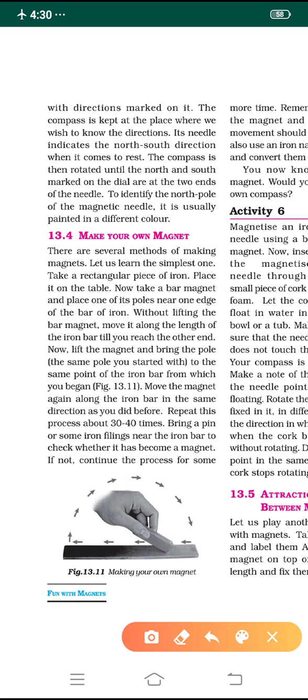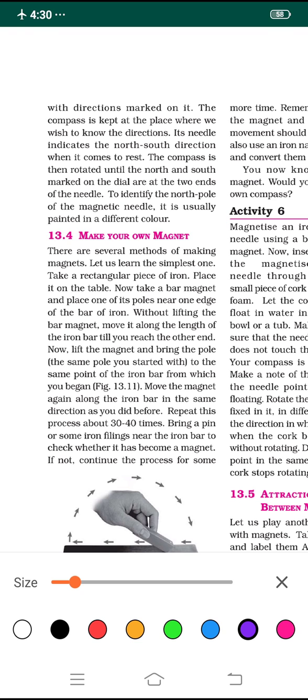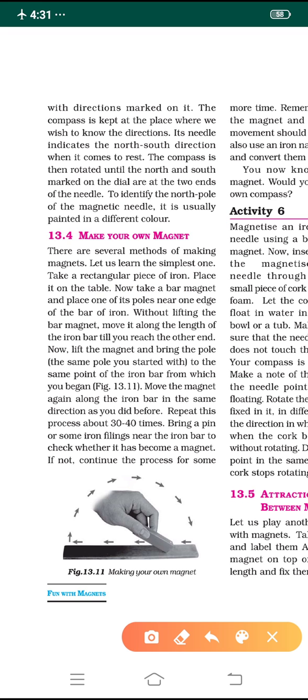Now let's go to the next concept, that is making our own magnet. How can we make our own magnet? There are several methods of making a magnet, so let us learn the simplest one. What we need to do is take one rectangular piece of iron, and then take a bar magnet.